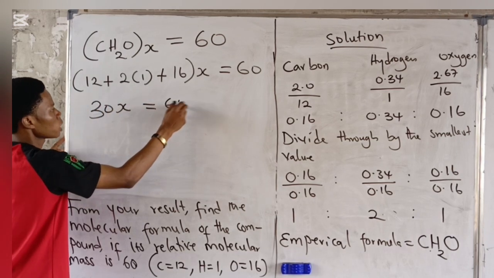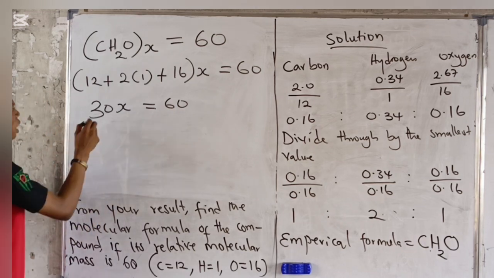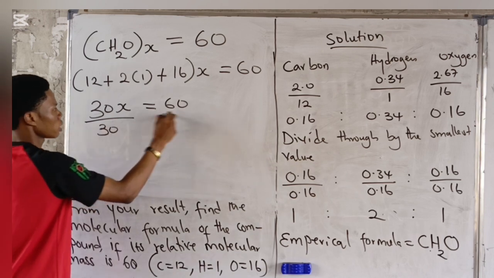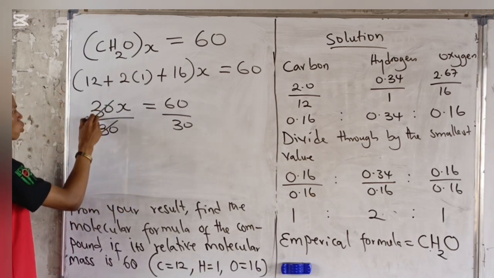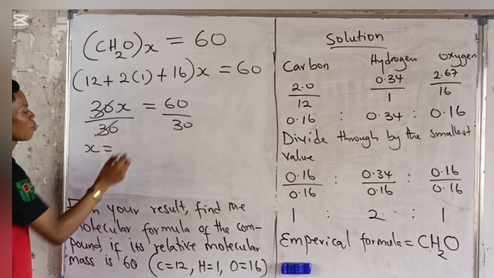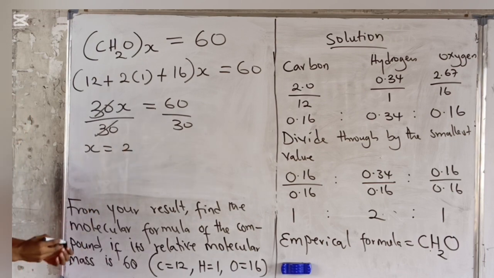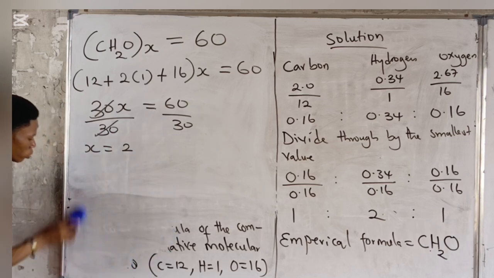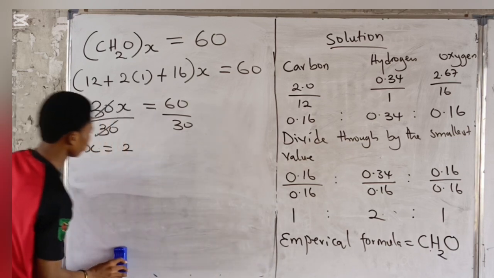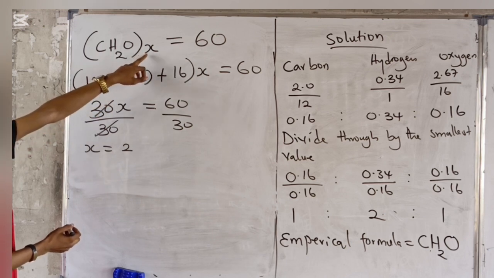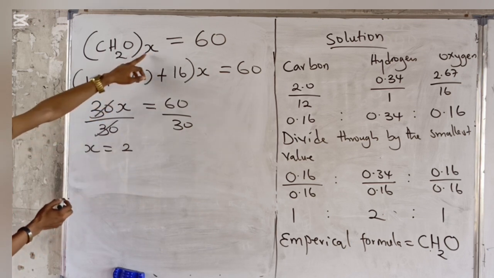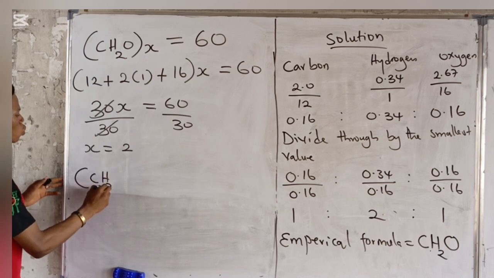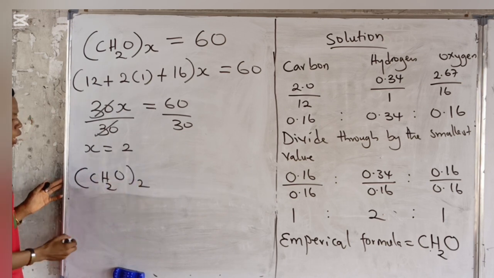30X equal to 60. Now to find X, you divide both sides by the coefficient of X, which is what? 30. So you divide both sides by 30. So 30 will cancel 30 and X will be equal to 60 divided by 30, which is equal to what? 2. Now we've gotten 2 here. So at this point, X is 2. And remember, we brought X outside the bracket here. So if we replace this X with 2, we'll be having (CH2O)2 outside the bracket.